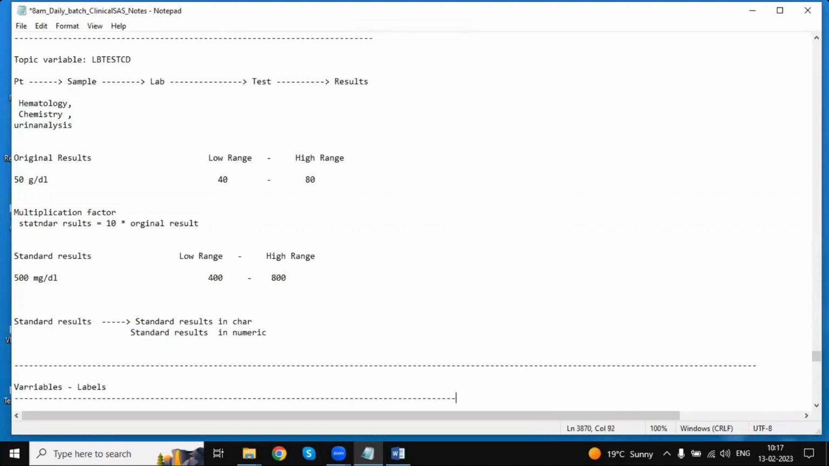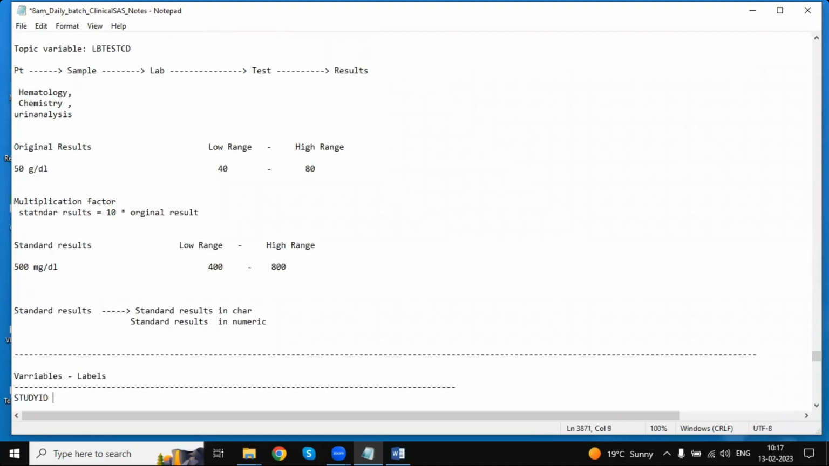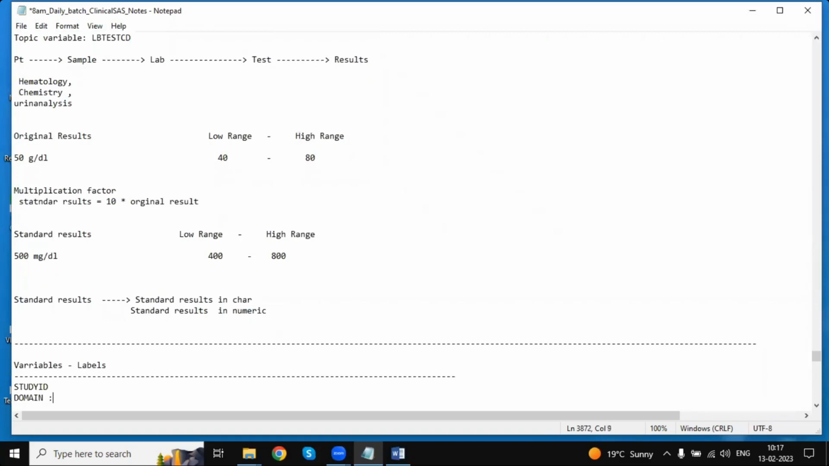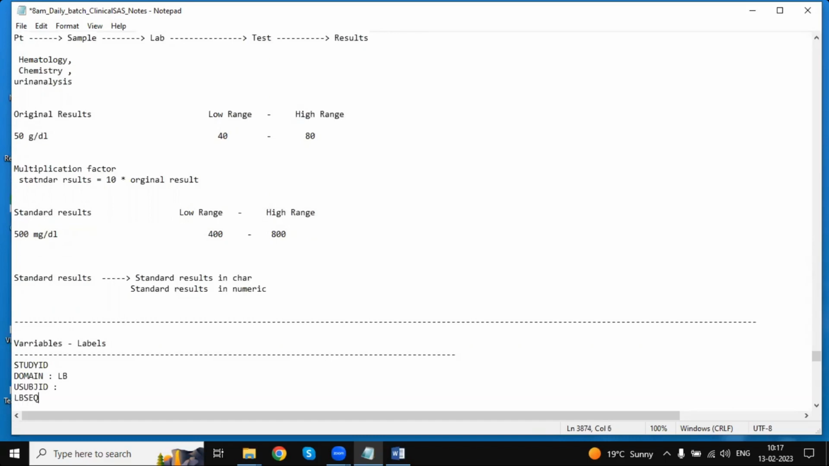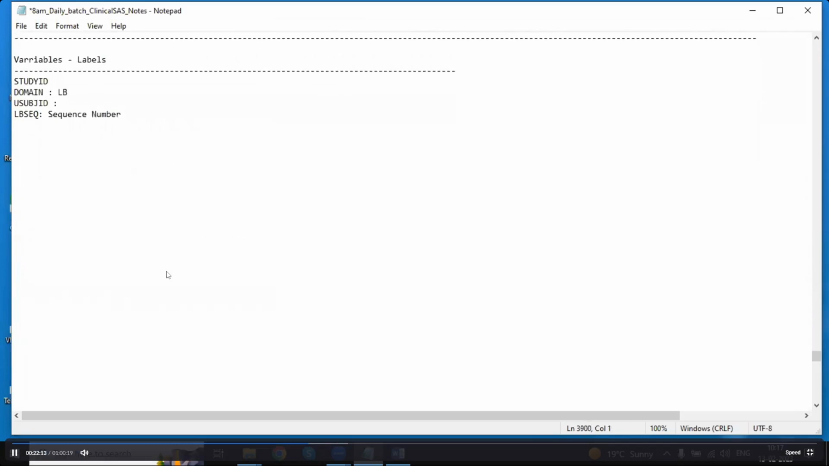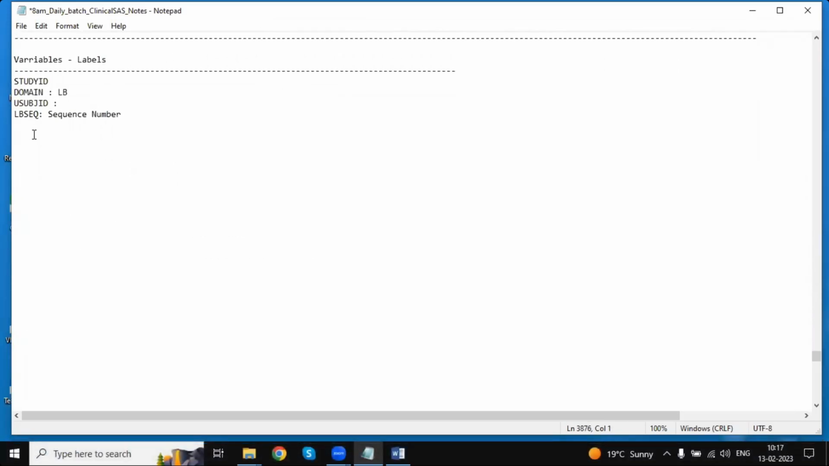So what are the common variables? Study ID, domain, we are discussing the LB domain. USUBJID, unique subject identifier, is a combination of study ID, site ID and subject ID. And LB sequence number. These four are common variables in every domain. Let's see apart from these things.